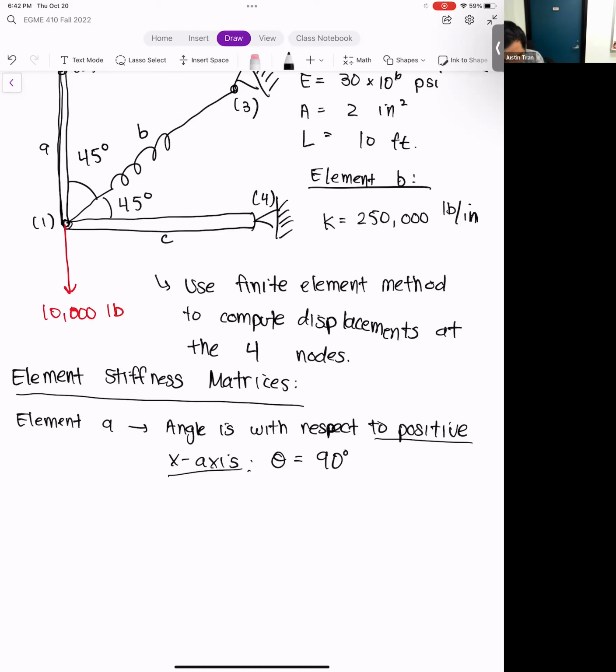When our theta is 90 degrees, this simplifies things quite a bit because the cosine of 90 is 0 and the sine of 90 is 1. That's really nice because when we have a 0 here, any entry in our element stiffness matrix with the cosine is just going to be 0.